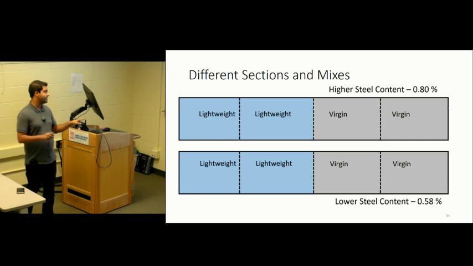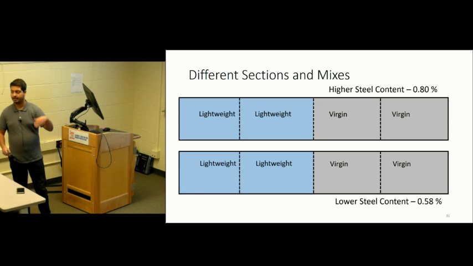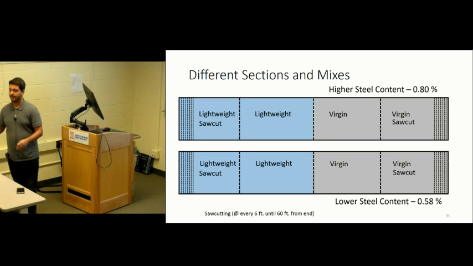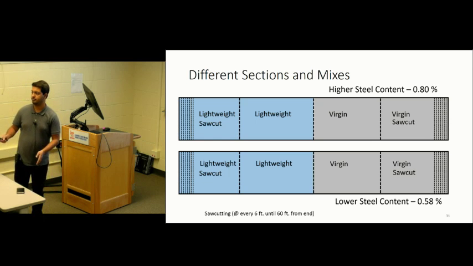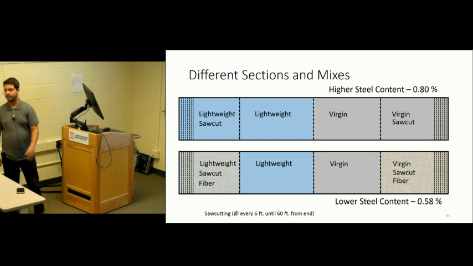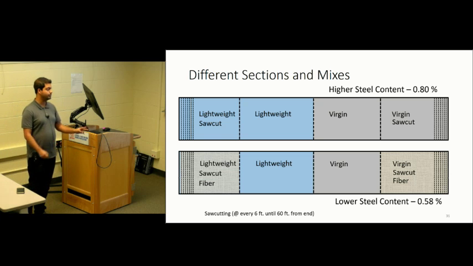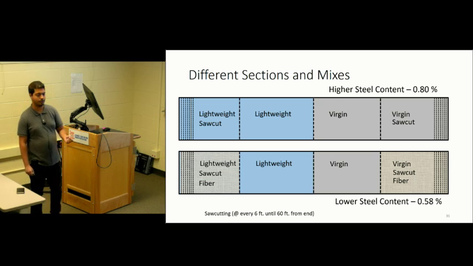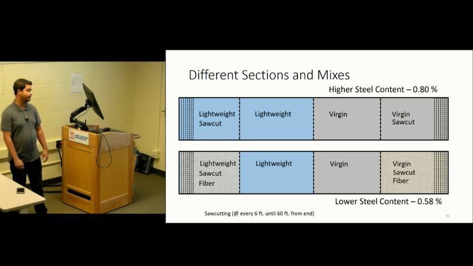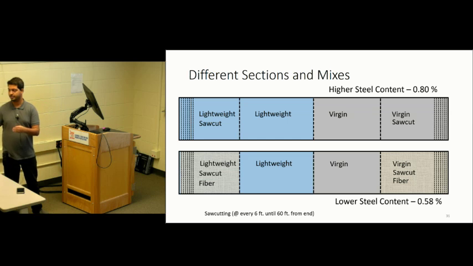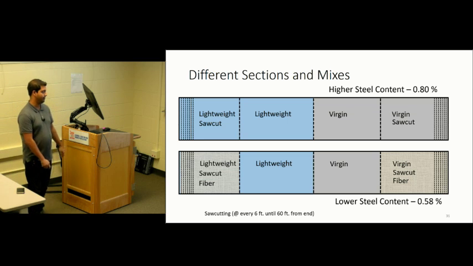Then different sections have lightweight aggregate or virgin aggregate in each of these beams. At the end, we have provided active cracking to see how active cracking helps in the development of the cracks. And for the lower steel content, we have kept fiber in 2 sections to see whether we can find closed cracks that form in the lower steel content section. And the active cracking is done every 6 feet for up to 60 feet from the end of the beams.